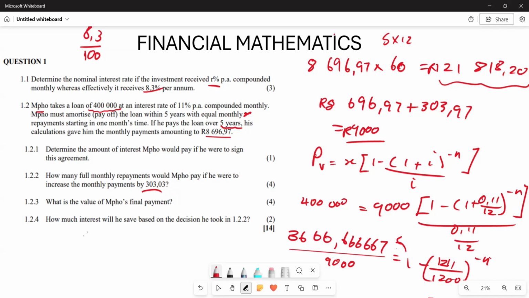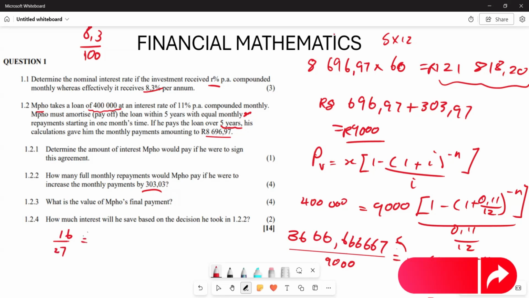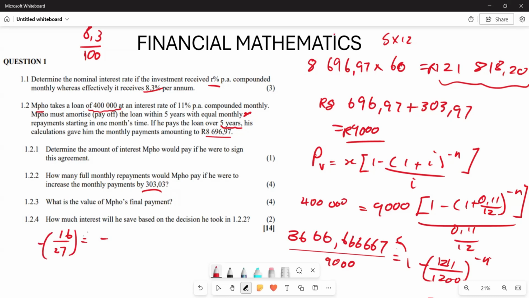3,666.66666667 divided by 9,000, subtract 1. Now, what is the value that you're going to get? When you do that, you are going to get 16 over 27 in fraction, which is going to be negative. This is negative 16 over 27, which is the same as negative 1,211 over 120 to the power of negative n.